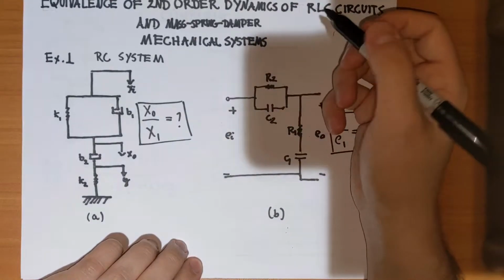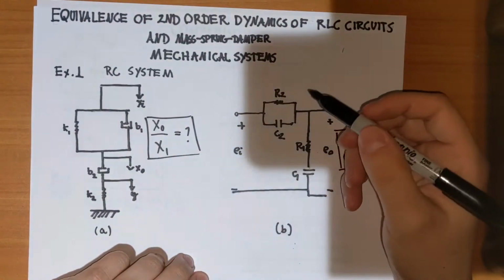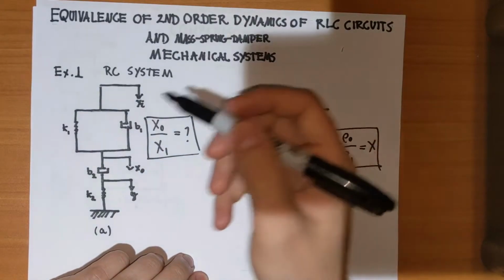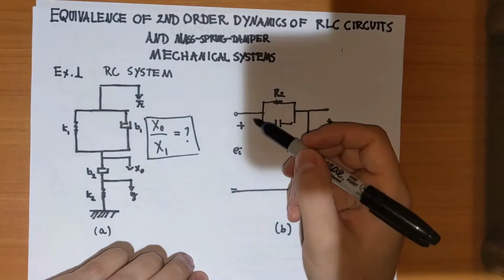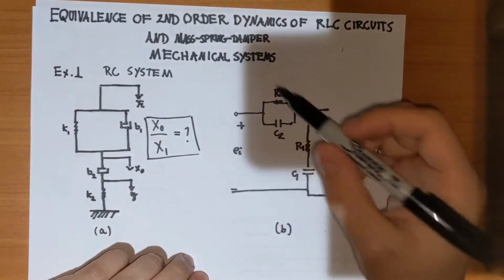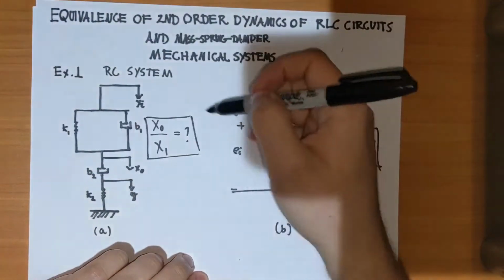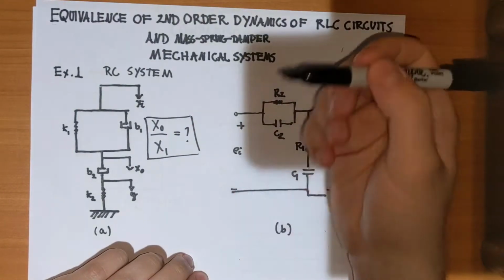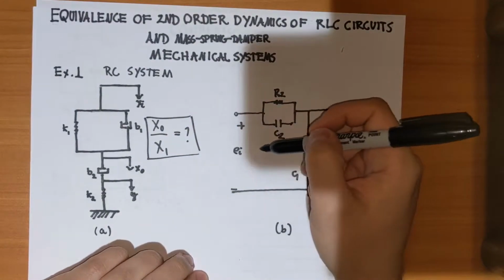Now, to understand this better, instead of starting with the RLC circuit, I think it's better if we start with an RC system, so we can see what exactly makes them equivalent, and then we can check out the RLC system.